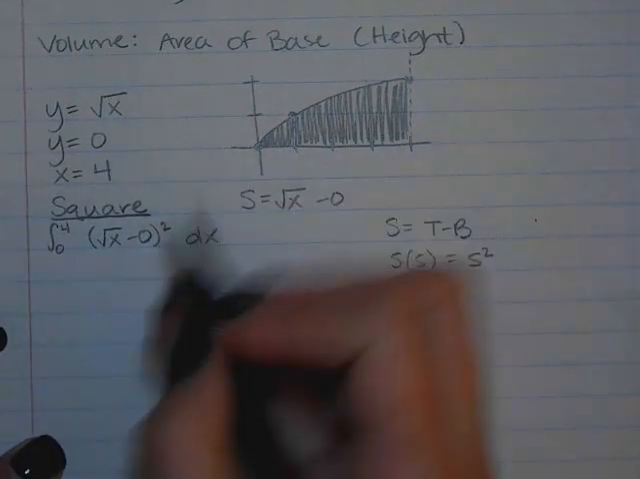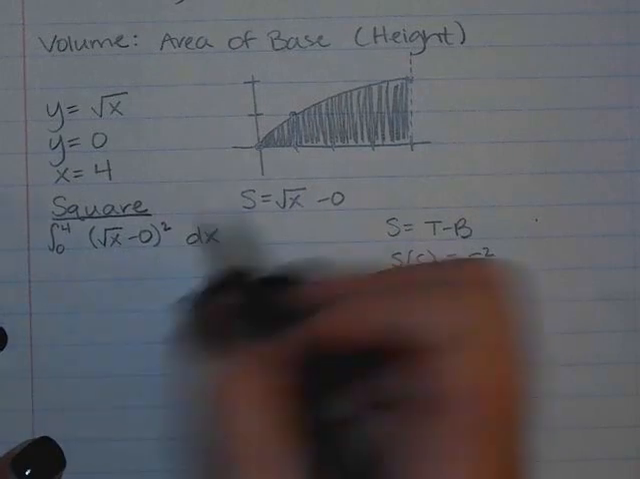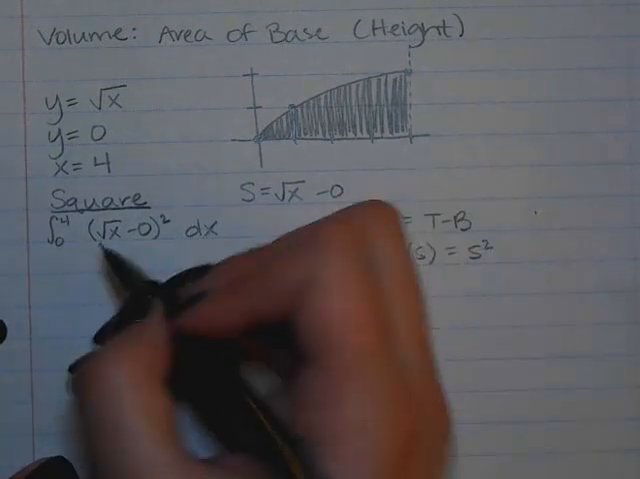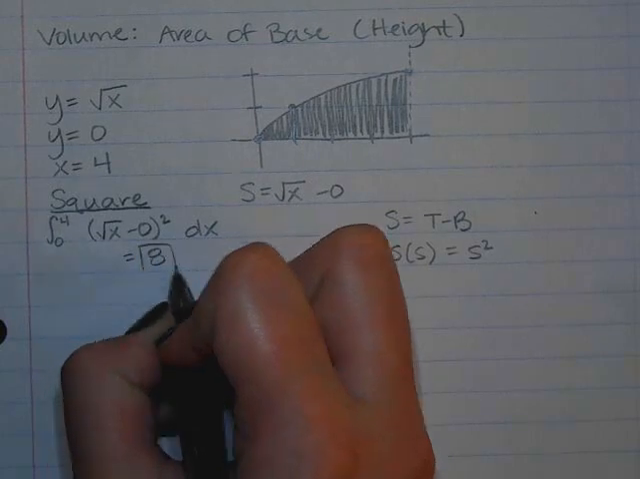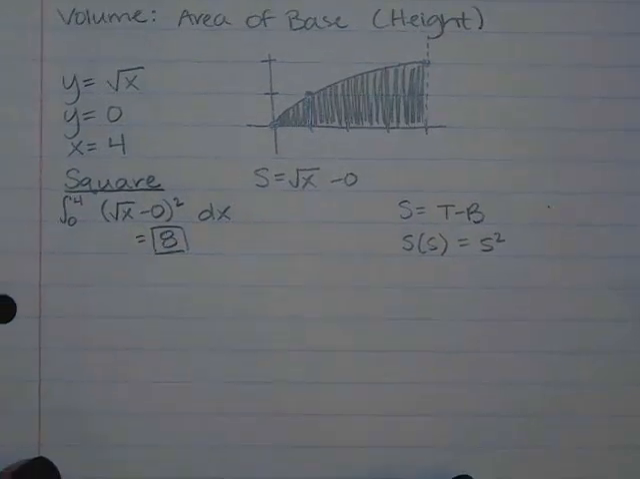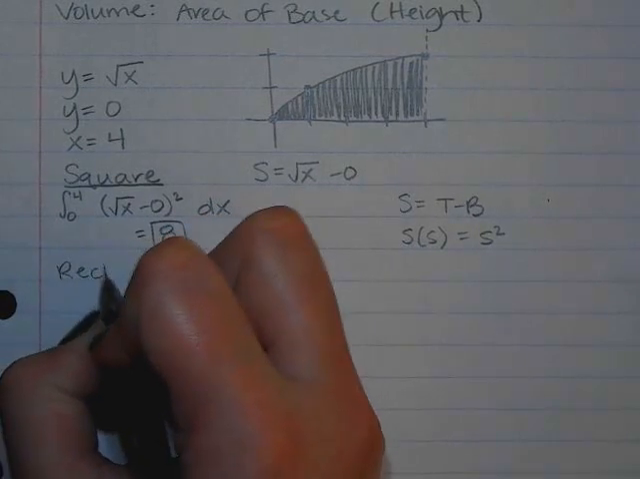So that's basically what we're doing. So the shape for a square would be the side length squared. This is the side length squared. And so if we were to integrate that, I'd plug that into my calculator, and I get that the volume is 8 units squared. All right, next we're going to try a rectangle.